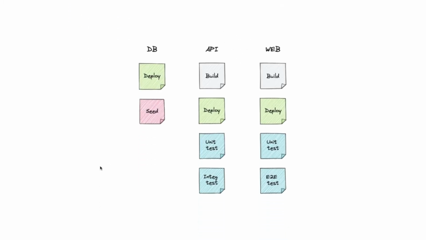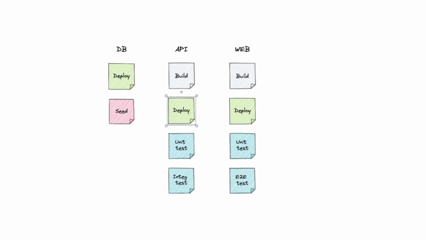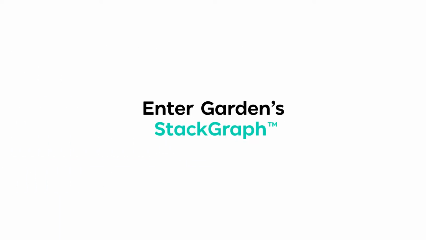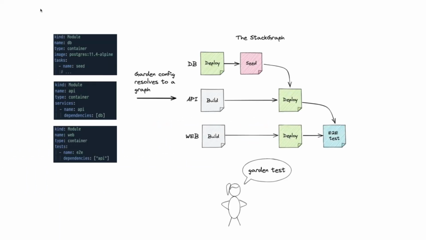For our web application, this could mean that the database has a deploy action and a task preceding it. Our API and web service can be built, deployed, and tested. When you use Garden, instead of writing scripts, you describe each component of your system with respect to the four actions we mentioned above, and let Garden do the heavy lifting. Garden processes these descriptions and maps your system into a graph, like this.